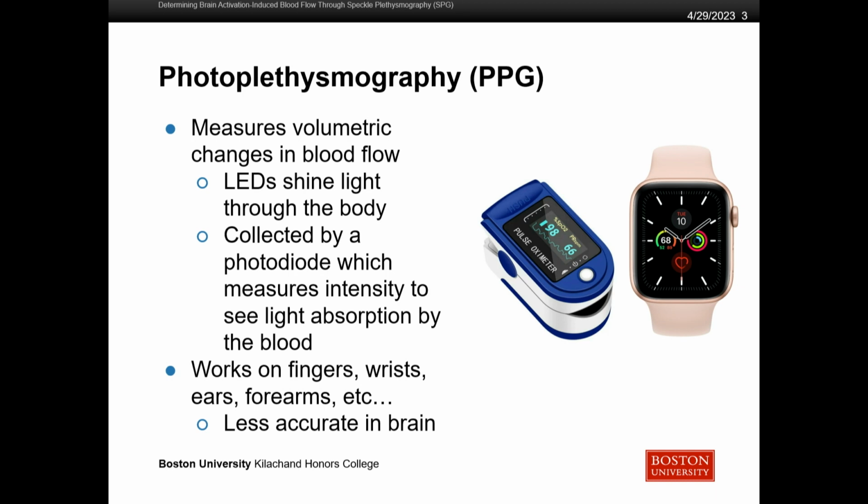These measure volumetric changes in blood flow, and it does this by using an LED, which it shines through the body. That light is then collected by a photodiode on the other side. The photodiode measures the intensity of the light, which can show changes in how the light was absorbed by blood, which can show blood flow. This works on your finger, your wrist, your ear, your forearm, but it's not known to work great in the brain. Specifically, it has a low signal-to-noise ratio.